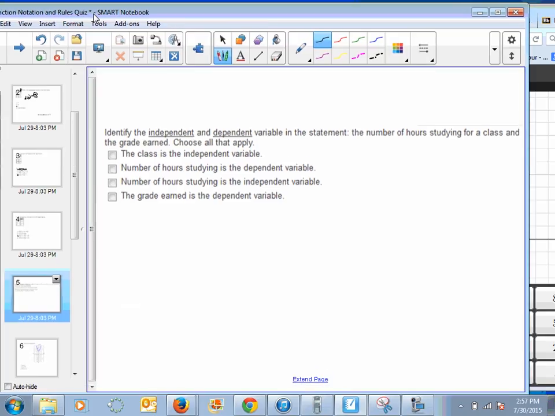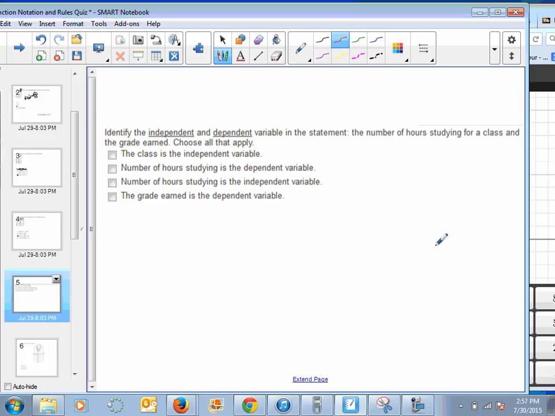Identify the independent and dependent variable in the statement: number of hours studying for a class and the grade earned. Okay, let's just think real simply about this. Your grade a lot of times depends on how much studying you do. So that's the dependent variable, since it's depending on how much you study.